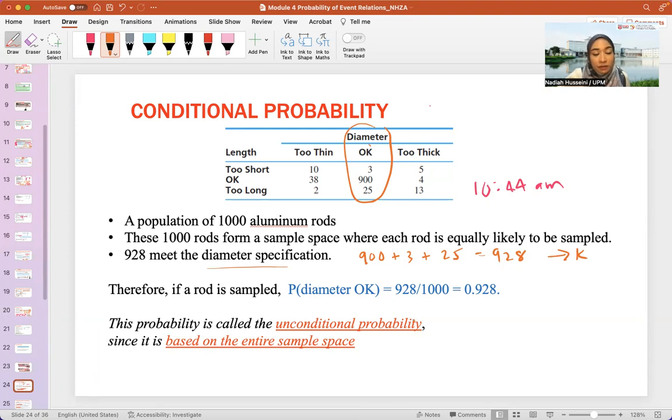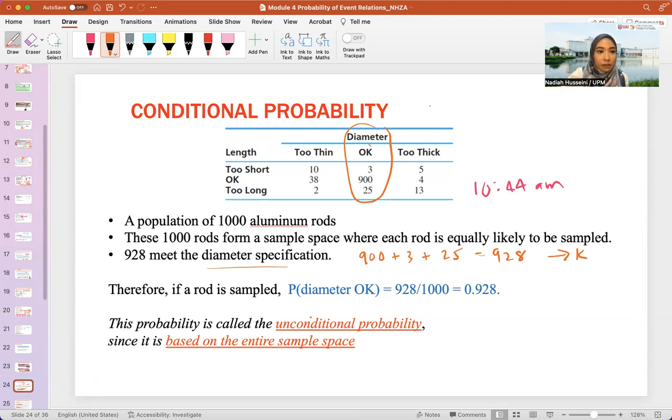It is very, very important to know what your sample space is. What is your N? If you don't know this part, it's going to be hard for you from now on. So you have to know what sample space is, get yourself familiar with it. Okay, so I know my sample space is 1,000 rods, right?